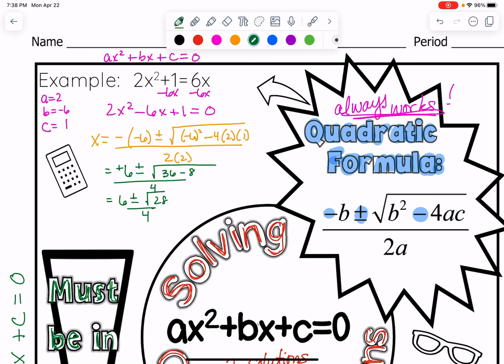So now I have to have two answers. The way that I get that is I have 6 plus the square root of 28 over 4, and I have 6 minus the square root of 28 over 4. Those are my two answers.